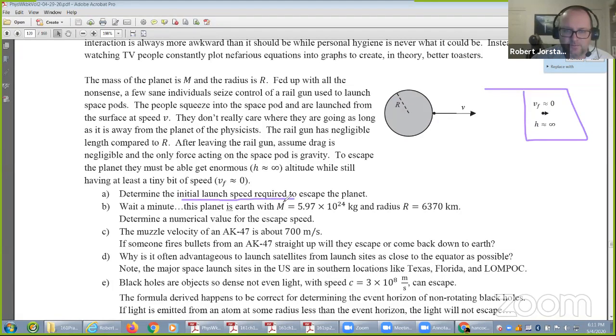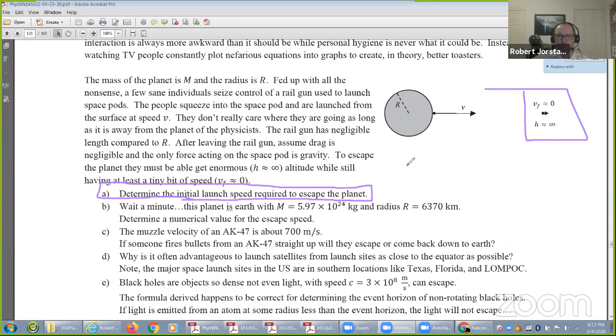Determine the initial launch speed required to escape the planet. All right. Before we do this, before you look at the solutions, take a guess. What type of problem should we do? We have two techniques for this. There's gravity with forces or there's gravity with energy. What do you think? I'll let you think to yourselves. You can chat if you want. I'll tell you in just a minute. I would do an energy problem.